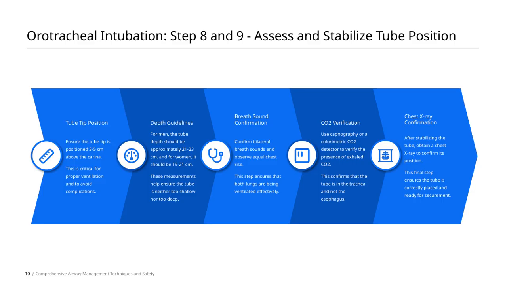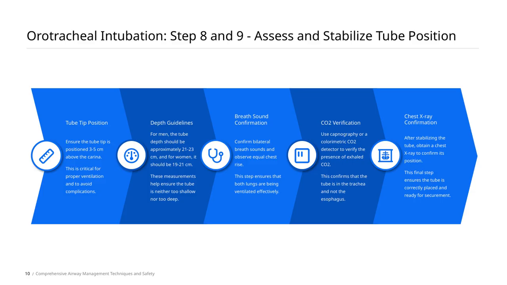Regarding tube depth, for men, the ideal placement is roughly between 21 and 23 centimeters, while for women, it should be around 19 to 21 centimeters. These measurements help us prevent the tube from being too shallow or too deep, both of which can cause issues.